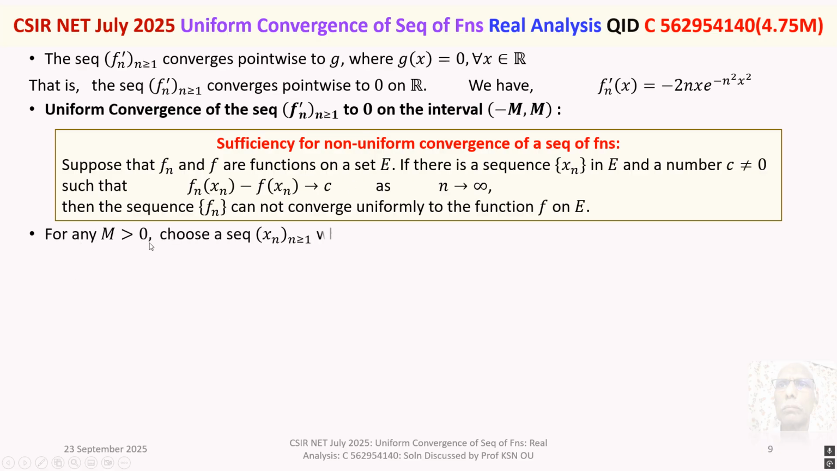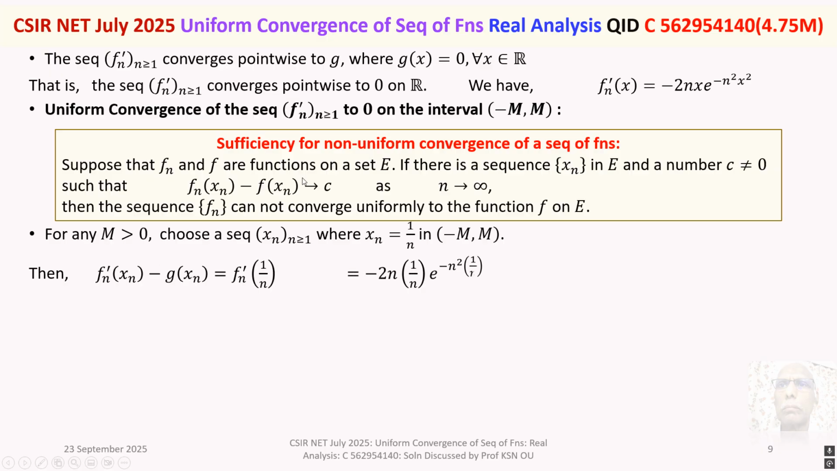For any m greater than 0, choose a sequence xn where xn is 1 by n in the open interval minus m to plus m. Yes, this can be done. We can always choose a sequence xn equal to 1 by n. Now we apply the above theorem to Fn prime of xn minus g of xn, where g of x is 0. That is, Fn prime of xn, wherever there is x, you substitute 1 by n.